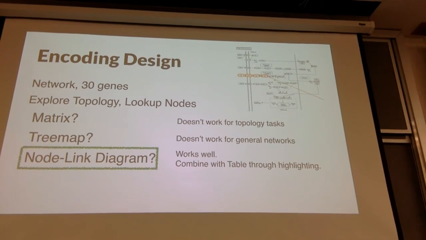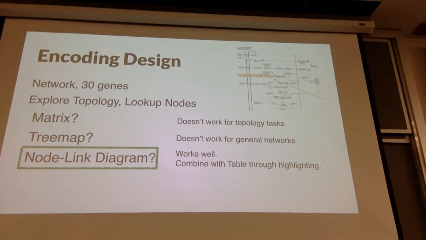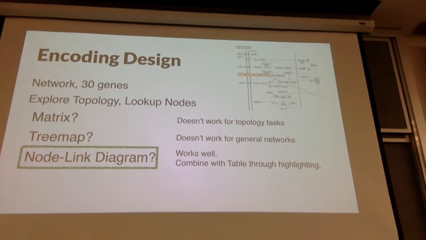So here we would have essentially a highlighted sequence of nodes that we could then extract and show in the table. And so I realize that this is a kind of complex example, but this is a real world example of how this domain characterization, task abstraction, encoding design works in practice, and I hope this is some guideline once you get to design your own visualizations.